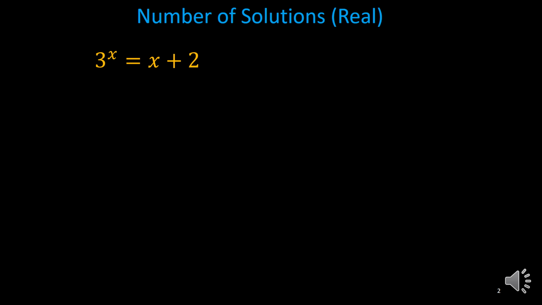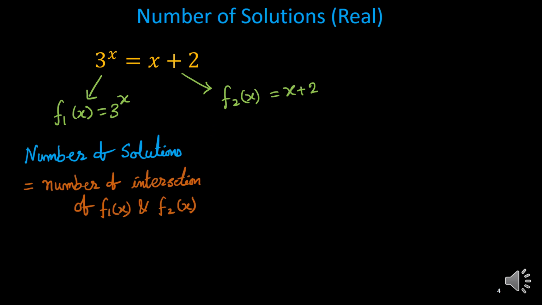So how to find? First I will consider the left hand side, 3 to the power x, as one function, f1(x) equals 3 to the power x. And the right side, this expression, f2(x) equals x plus 2. Now we can plot these two functions separately in the same graph, and when they intersect, only then will they have the same values. So the solution of this equation is nothing but the number of times these two functions intersect each other. So the number of solutions is the number of intersections of these two functions.